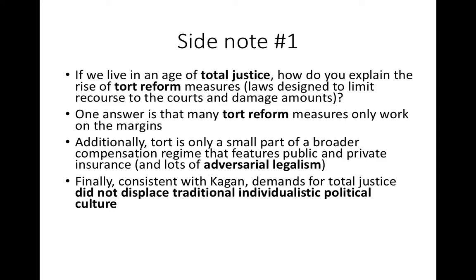And finally, consistent with what Kagan says about the recipe for adversarial legalism in the United States and why it's grown over time, Kagan argues that demands for total justice, despite increasing in the 20th century, have not displaced the traditional individualistic political culture that America holds very dear. And so as a result, we see this tension, this dichotomy between our expectation for total justice and the limits of the court system in America in actually providing compensation for us.